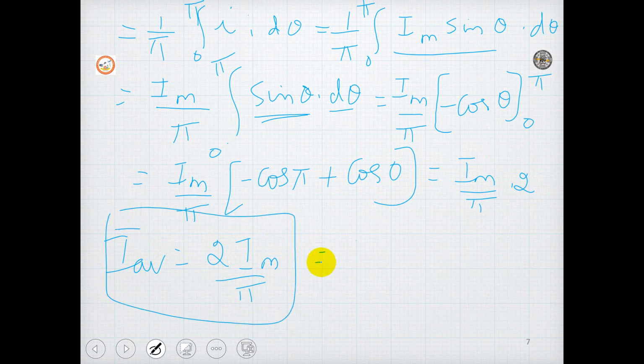It is also given as 0.637 Im. So this we will be using in entire electrical, what is the average value. You need to find the maximum value if you know, and multiply with 0.637, you get the average value over a half positive cycle. What is the importance of this average value?